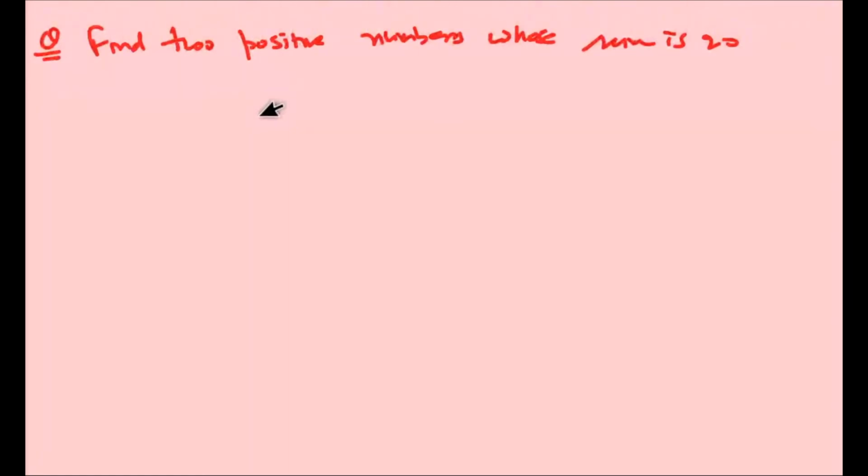Find two positive numbers whose sum is 20 and whose product is as large as possible.